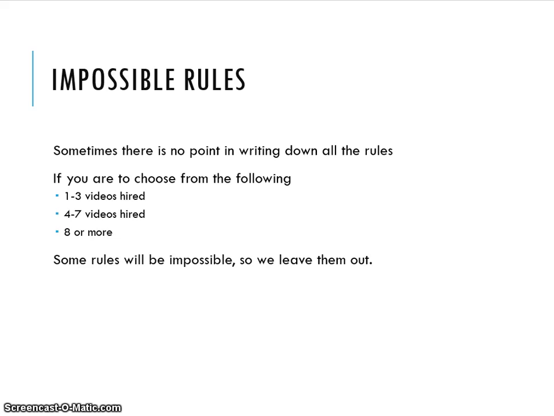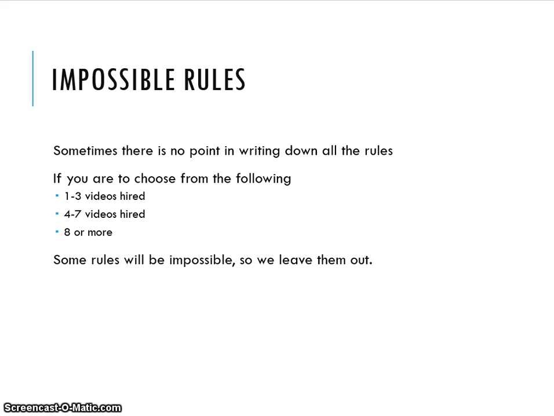Sometimes with decision tables we end up with impossible rules. So sometimes there's no point in writing down all the rules. For instance, if you are going to choose from the following, these could be movies online, and if you hire 1 to 3 movies, you get them at a certain price, say £4 each. If you hire 4 to 7, you might get a discounted price of £3.80 each. If you hire 8 or more, you might get them at a discounted price of £2 each.